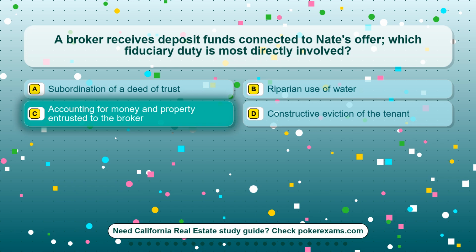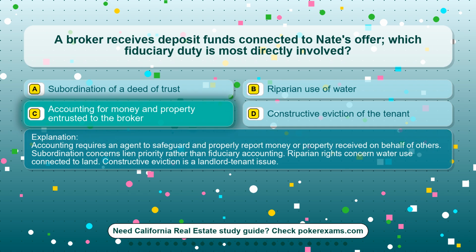The correct answer is option C, accounting for money and property entrusted to the broker. Accounting requires an agent to safeguard and properly report money or property received on behalf of others. Subordination concerns lien priority rather than fiduciary accounting. Riparian rights concern water use connected to land. Constructive eviction is a landlord versus tenant issue.